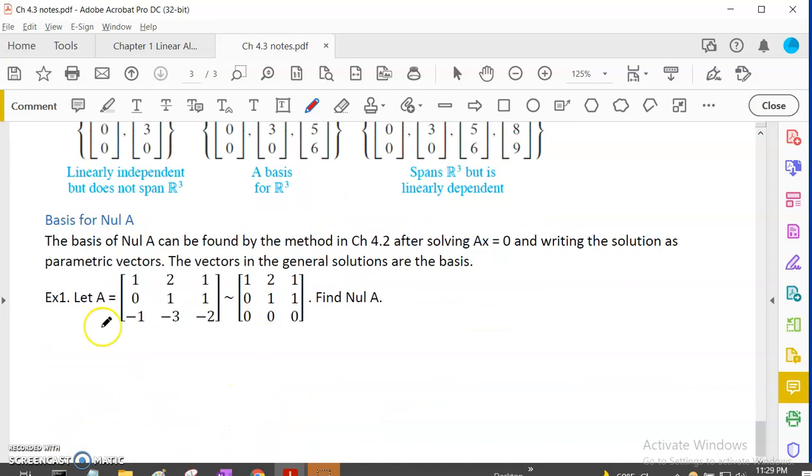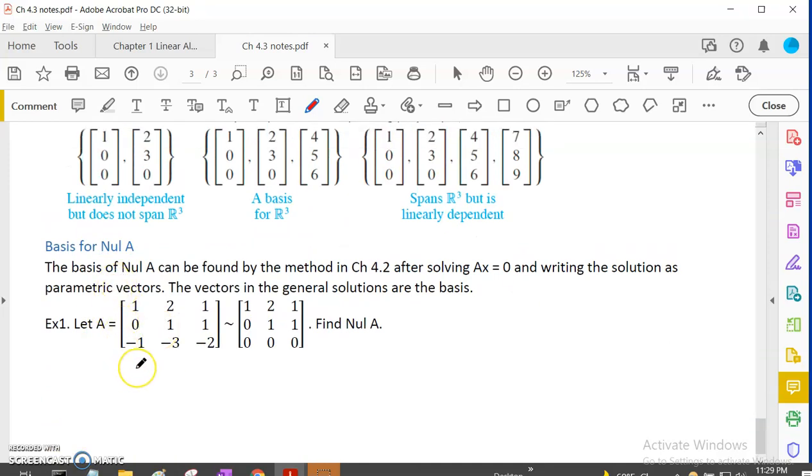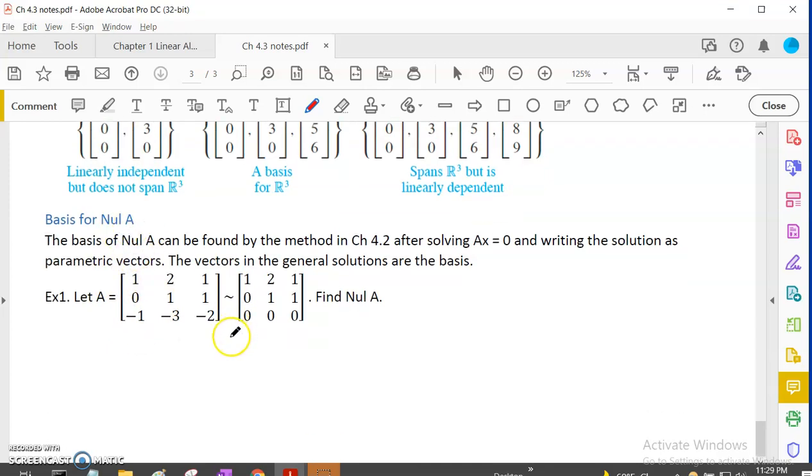So that's it. In the next video, we'll talk about bases for two particular spaces. One is the null space of A, and the other is the column space of A. Okay, that will be in video 4.